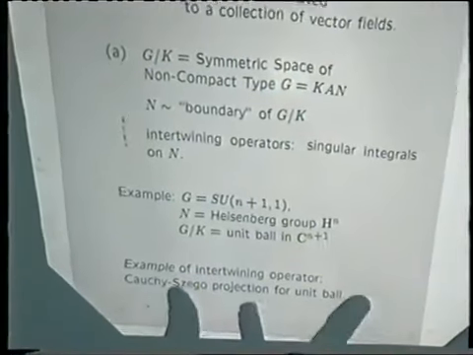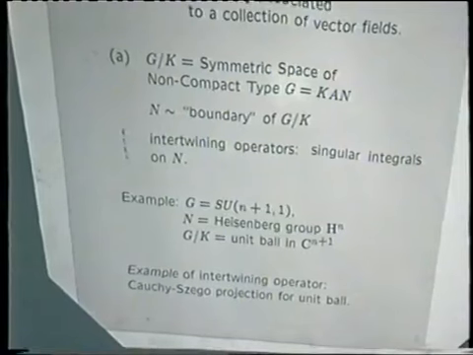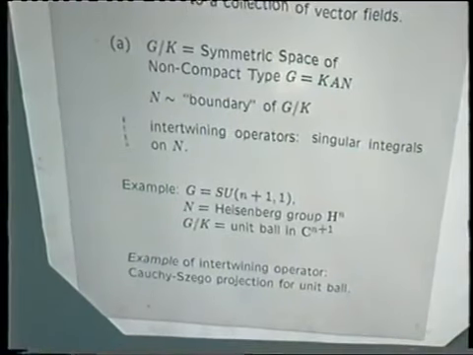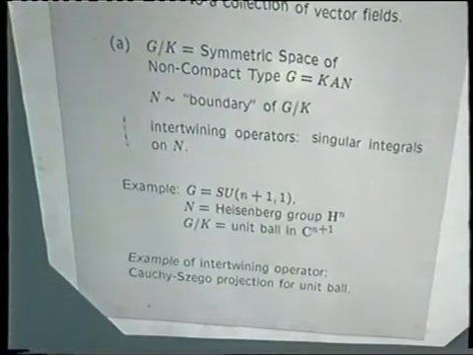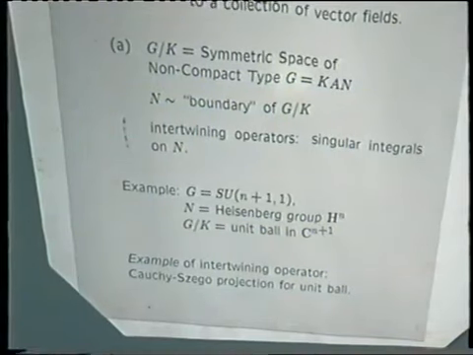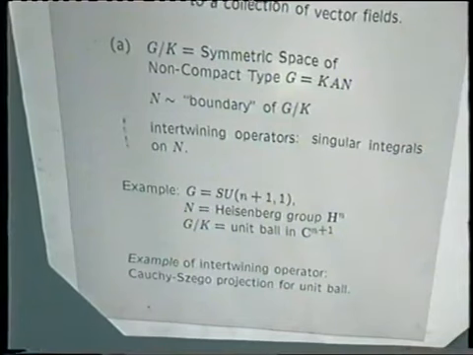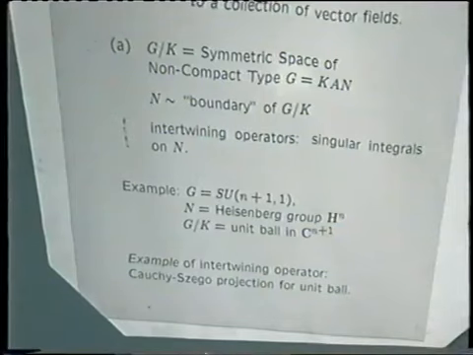They arose naturally. And a very simple example of this was the group SU(n+1,1), where the group N then is the Heisenberg group, which is a very important example in all of this. And the symmetric space is the complex unit ball. And one of the very fundamental objects, which is the analog of the Cauchy integral, the Cauchy-Szegő projection for holomorphic functions on the unit ball, turns out to be one of these intertwining operators.